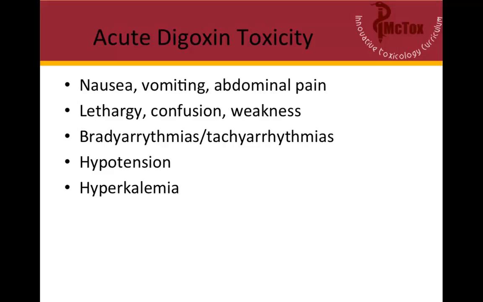There are some key differences in the features of acute and chronic digoxin exposures. Acute digoxin toxicity can present with nausea, vomiting, and abdominal pain within minutes to hours of exposure. Lethargy, confusion, and weakness may also be present. There is a wide variety of bradyarrhythmias and tachyarrhythmias that may be seen with digoxin toxicity, and these can be accompanied by hypotension. Hyperkalemia results from decreased transport of potassium into the cells by the blocked sodium-potassium ATPase pump. The presence of hyperkalemia actually has prognostic value, with potassium levels greater than 5 having an increased risk of death.